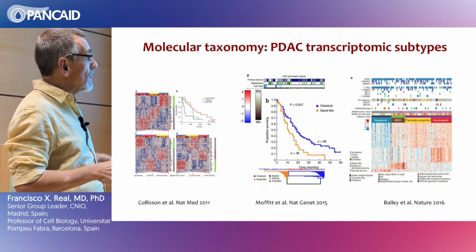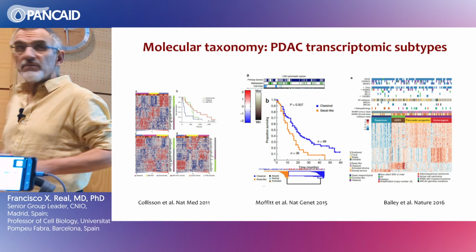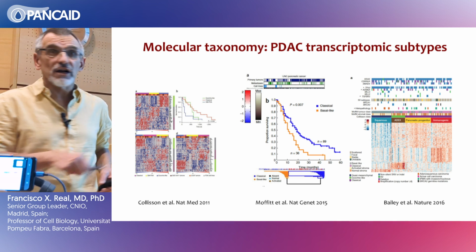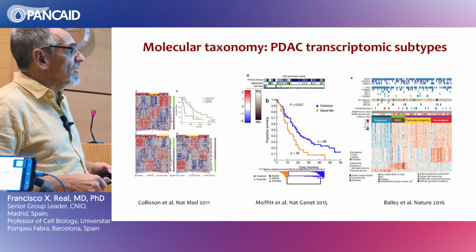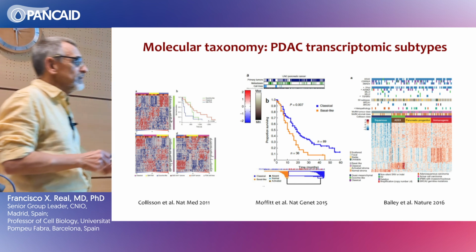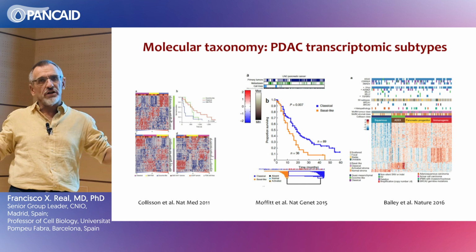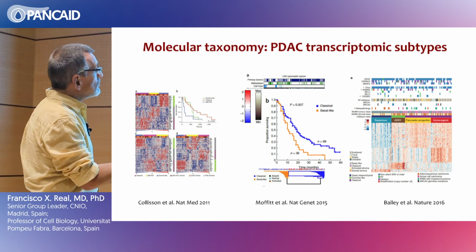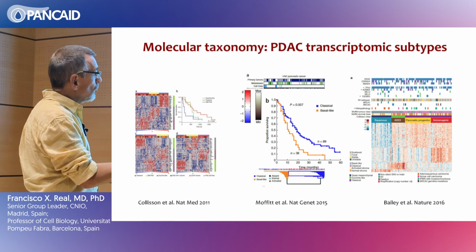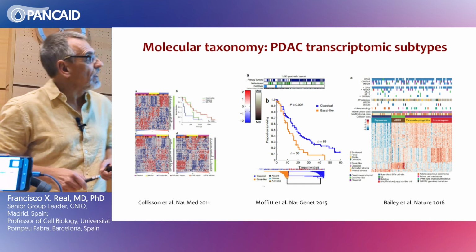We know that not only are there subtypes regarding the tumor cells themselves, but there are subtypes also regarding the stroma. Dan can tell you about that. And this has been verified in multiple studies. And what appears to be clear, because all studies concur on this, and there is no study that does not agree, is that patients with basal-like tumors do worse than patients with classical tumors. Okay, so this is important.